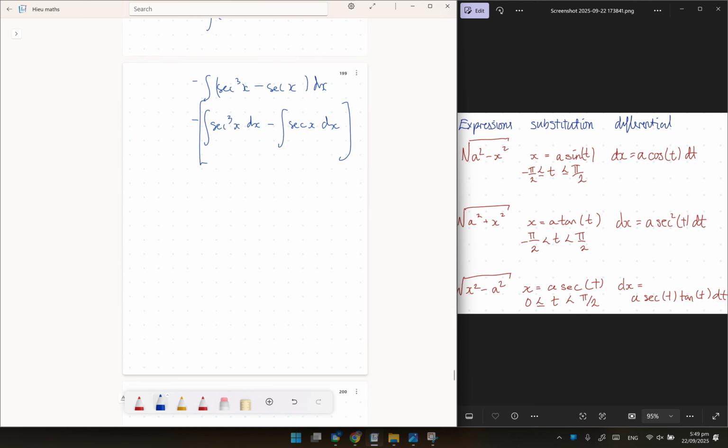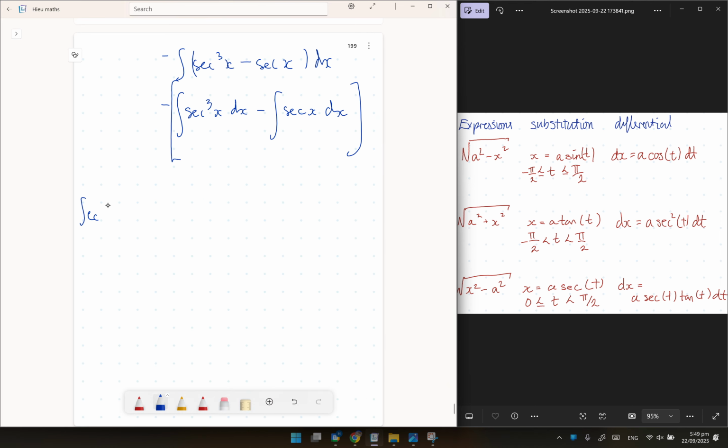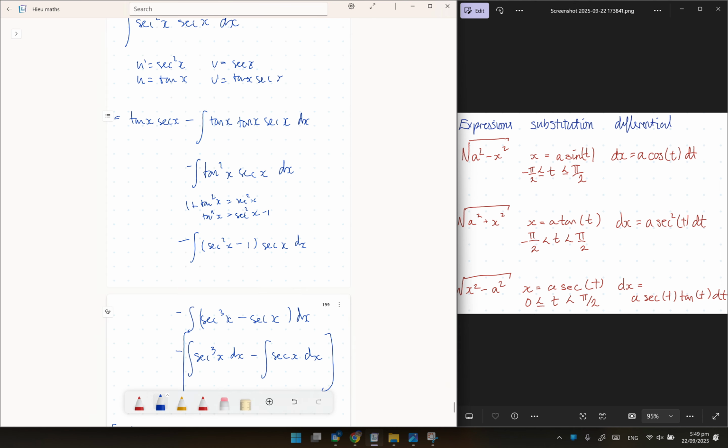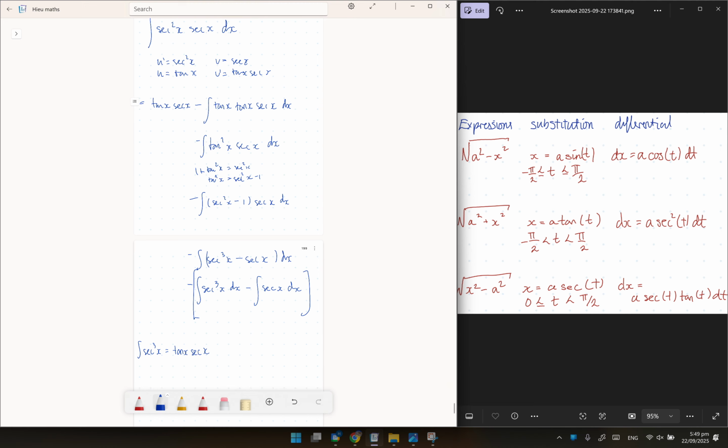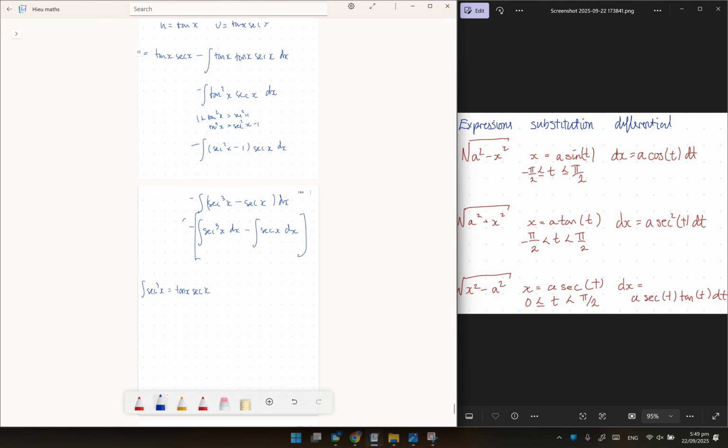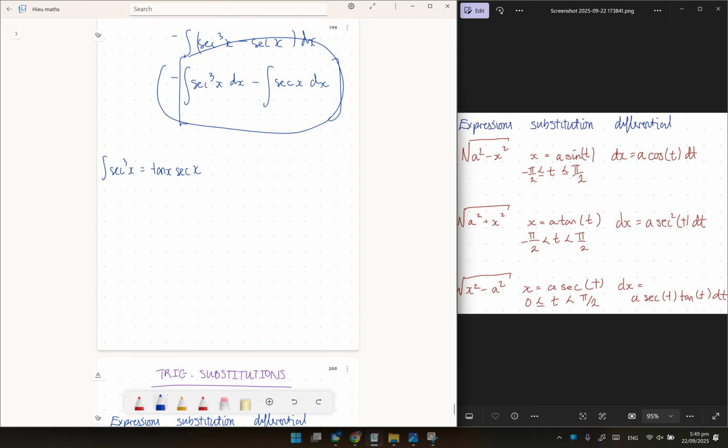So we have the integration of sec cubed x, to rewrite the expression that we found, tan x sec x minus all of this. So I'm going to add that in. So we have minus integration of sec cubed x dx, and then minus, which is plus, integration of sec x.